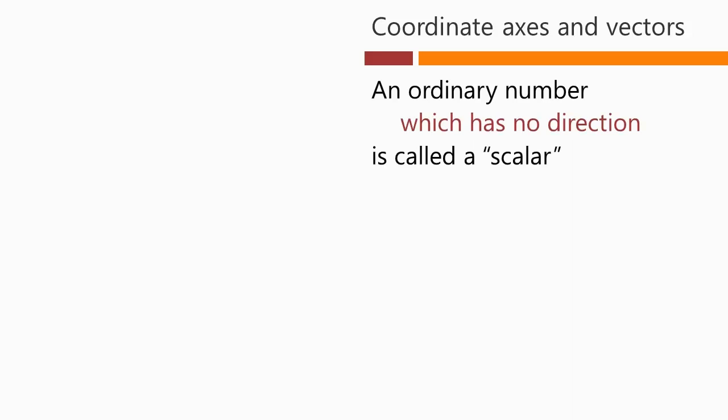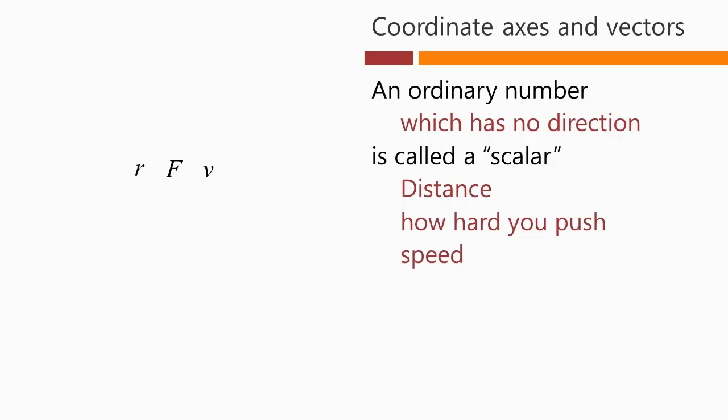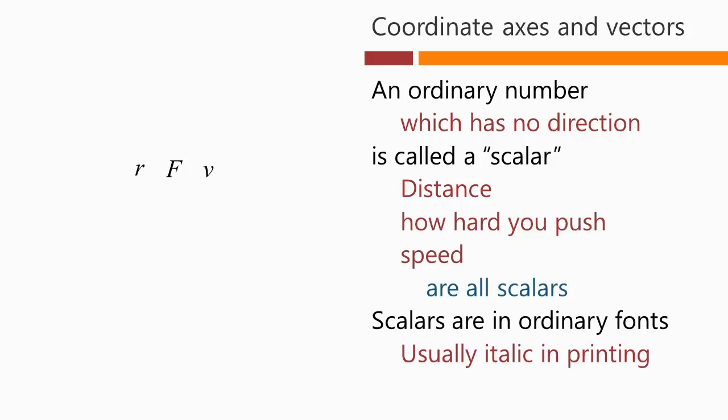Now, if we're calling these arrows vectors, what do we call ordinary numbers to get a distinction between the two of them? Ordinary numbers we call scalars. That's a number that has no direction associated with it. So the distance itself is a scalar. How hard you're pushing is a scalar. The speed that you are going at is a scalar. Scalars we write in ordinary fonts without any bold or underlines or arrows. And usually when we're printing them, we put them in an italic font, which is this slightly sloped font here.